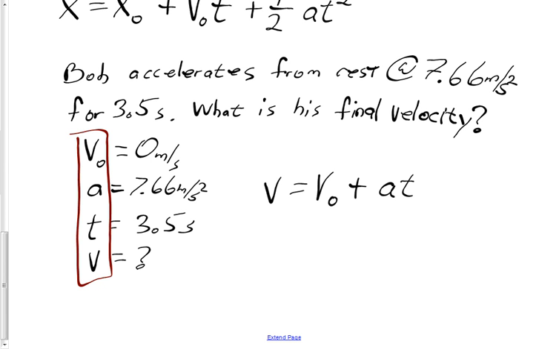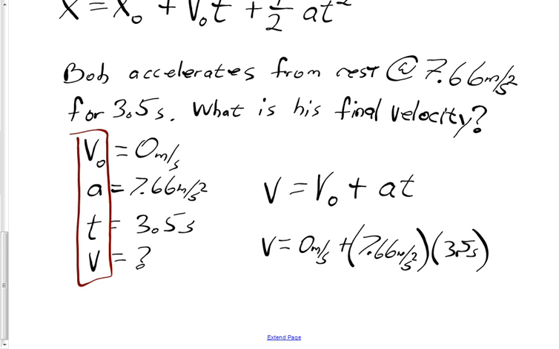The same thing goes with the AP test. So with that, velocity is going to equal the 0 meters per second plus the acceleration of 7.66 meters per second squared. I'll put parentheses around it so that I can show the time is going to be 3.5 seconds.